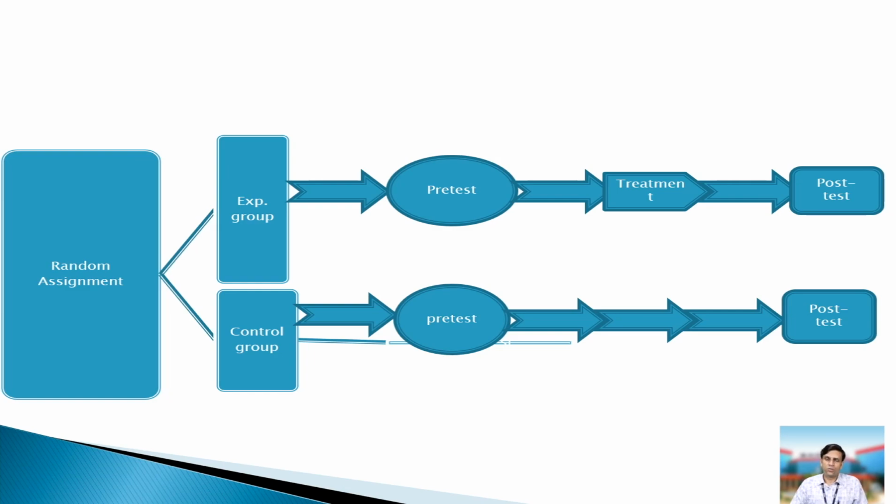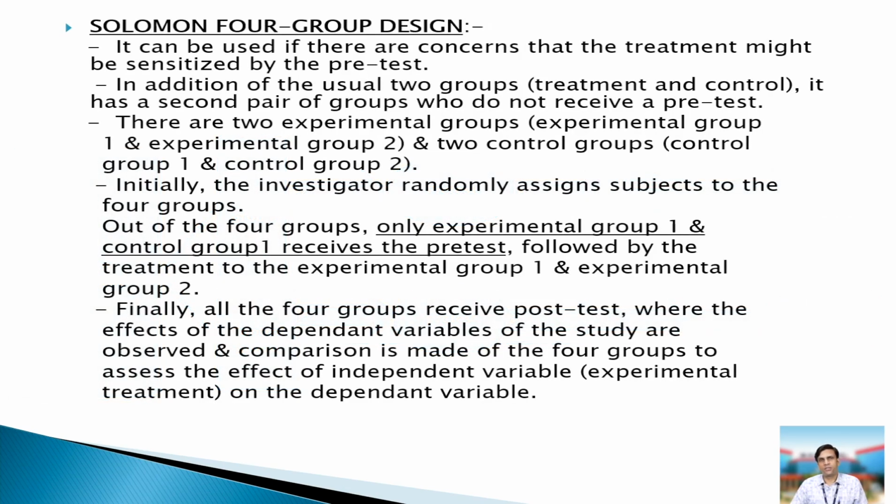Now, there is another type of true experimental research design, and that is known as Solomon 4-group design. So, as the name suggests, there are usually 4 groups taken to conduct the research study, and there are 2 experimental groups and 2 control groups.